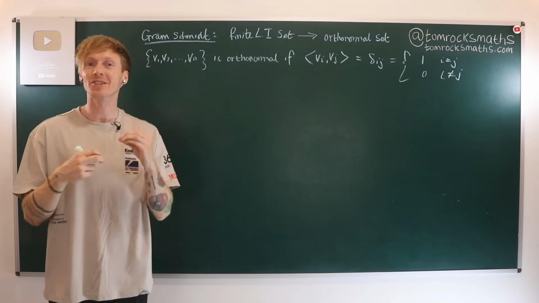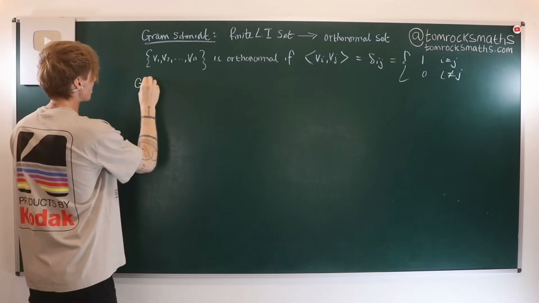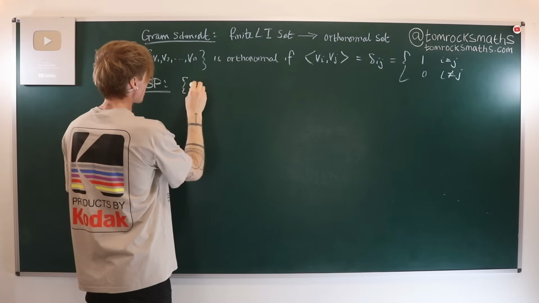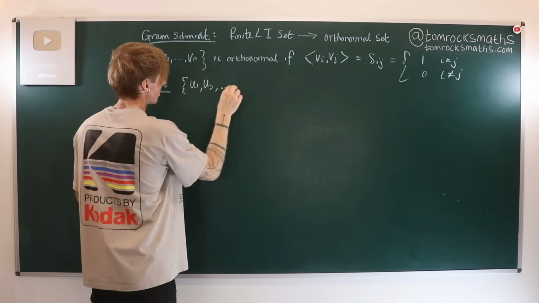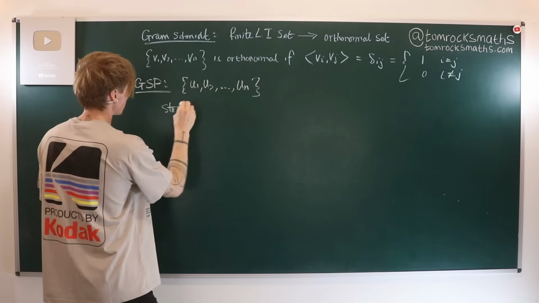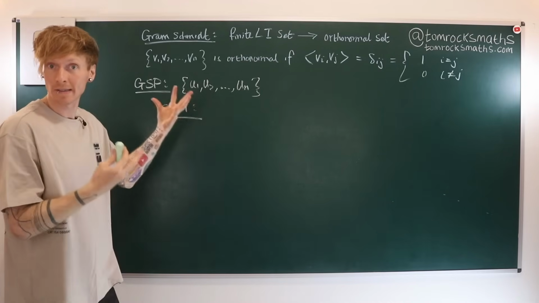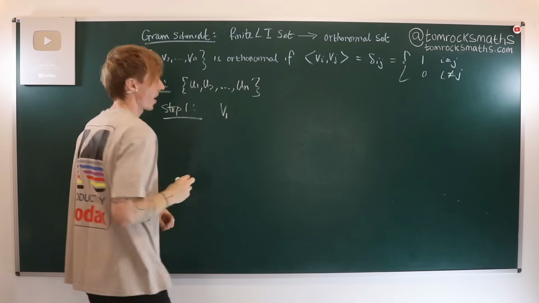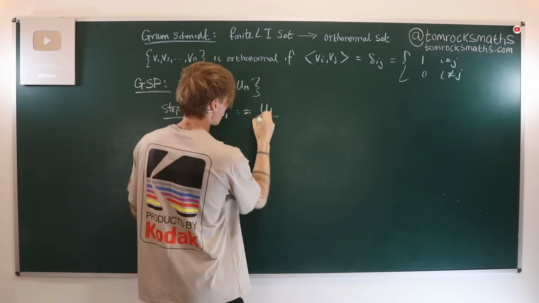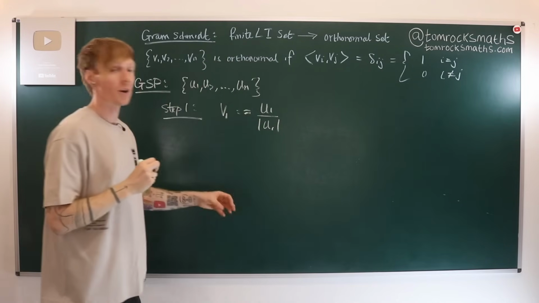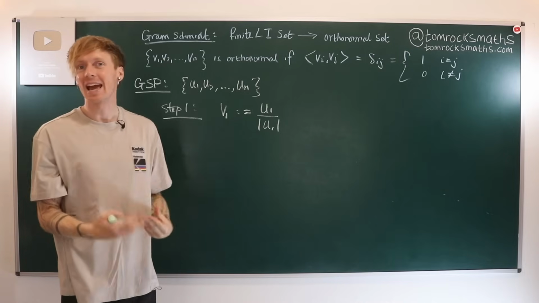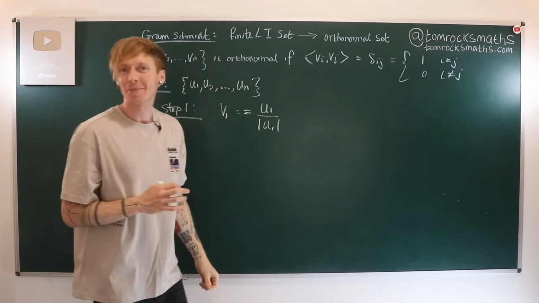So here are the steps of the Gram-Schmidt process, which I'm going to write as shorthand GSP. As I've written at the top, we begin with our linearly independent set. Let's call it u1, u2 up to un. And step 1 is simply to take our first vector, u1, and define v1, our first orthonormal vector. That is just going to be given by the vector u1 divided by its norm. So here we are normalizing the vector, which means that when we now take the inner product of this thing with itself, we will indeed get 1.